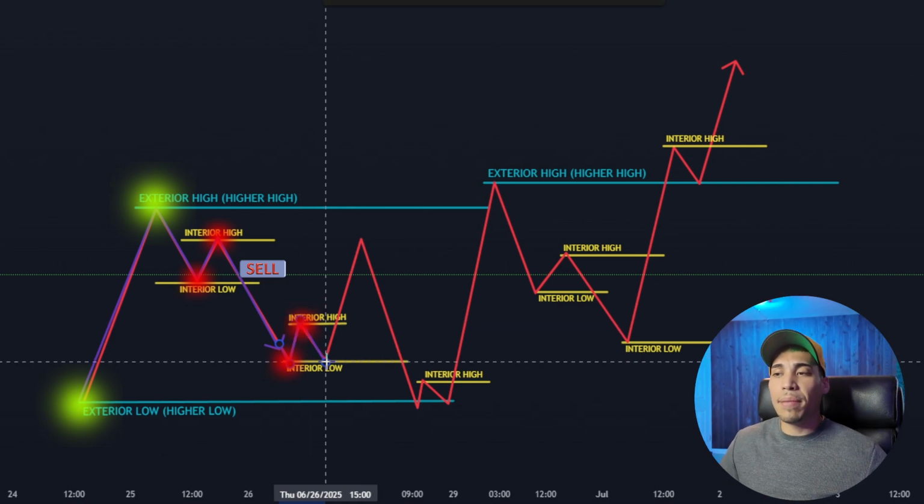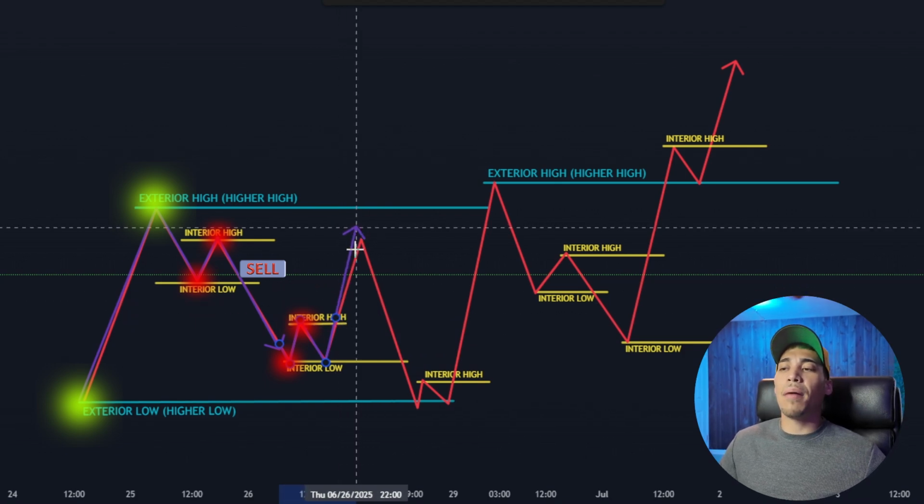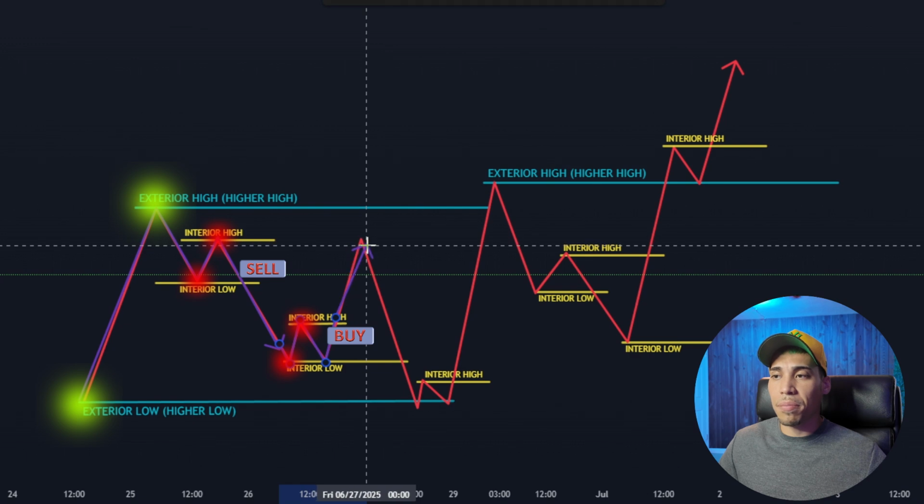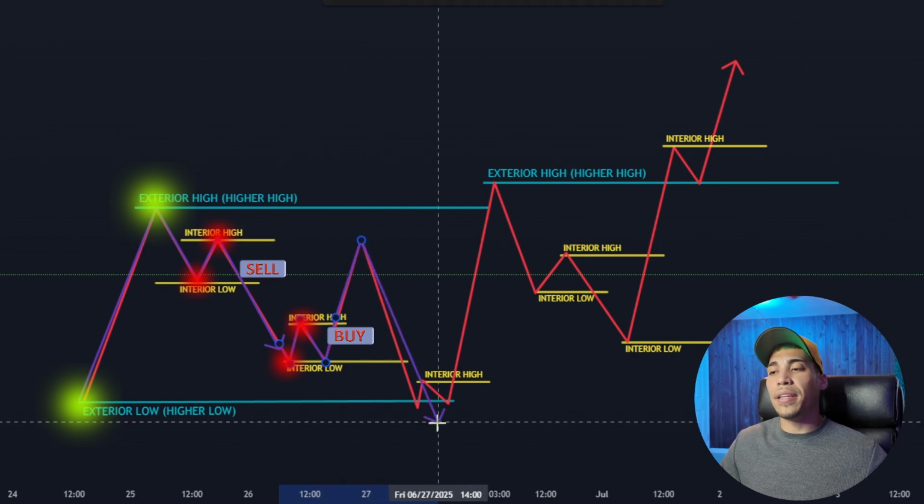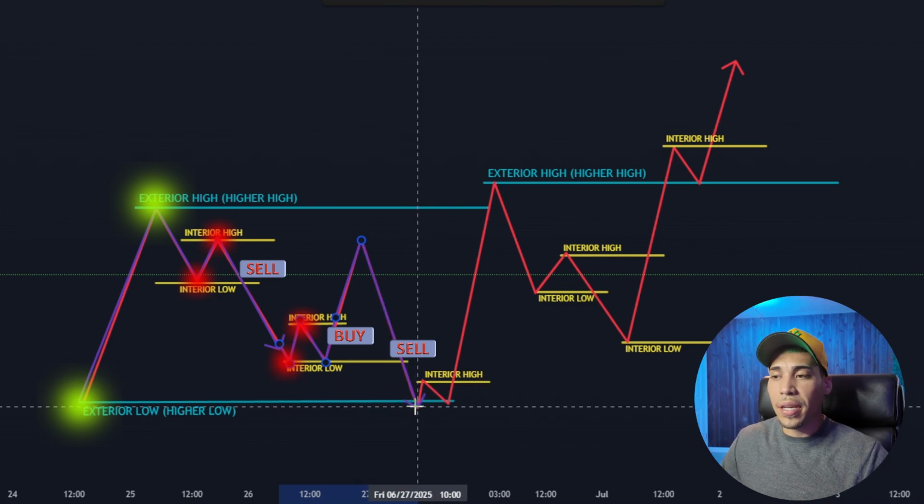There's no trades to be taken, but boom, look what happens as soon as we break above this interior high. Again, this is the highest probability setups is by taking interior structure. But after this, once we create this next high and come down to this exterior low, this is more often than not what we can see happen.